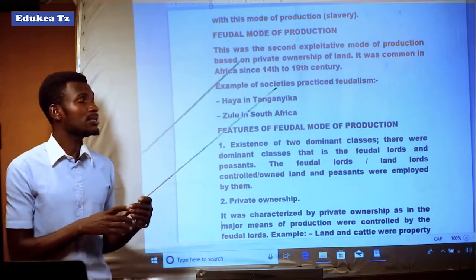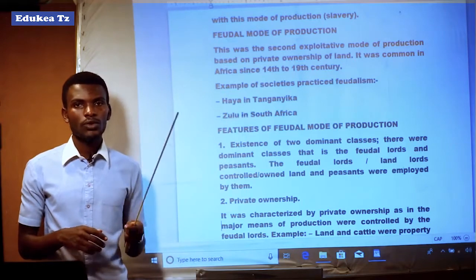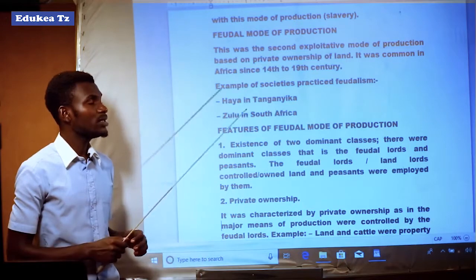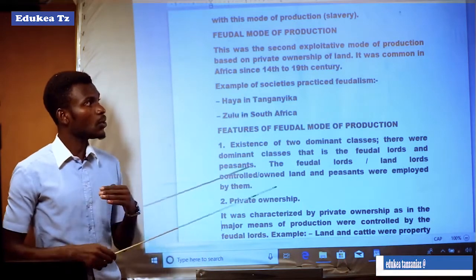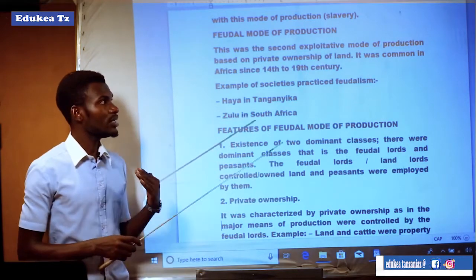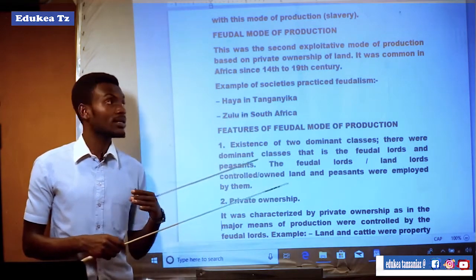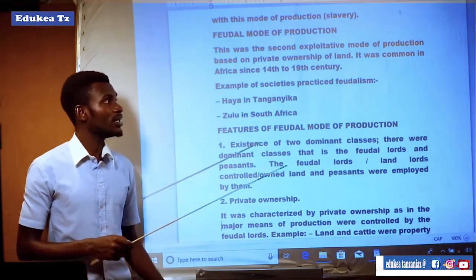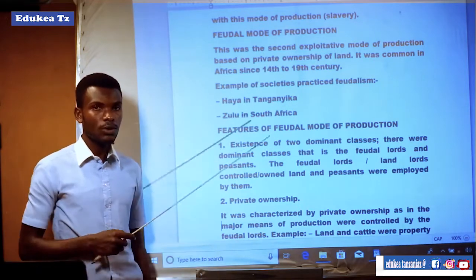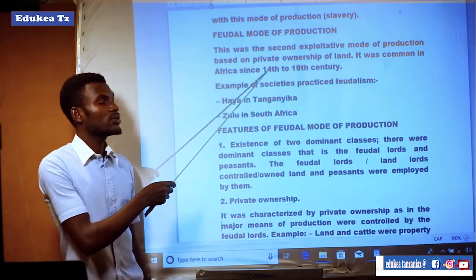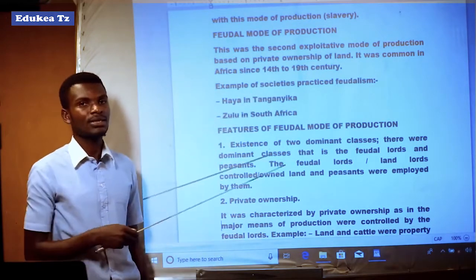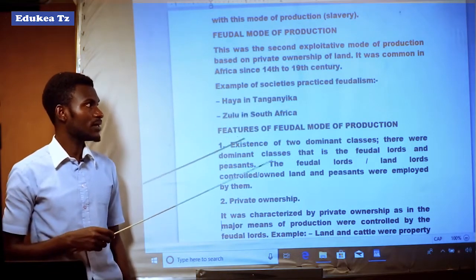It means this was the second exploitative mode of production that existed in Africa, and it was based on the private ownership of land. The landlords owned the lands, and the workers, or serfs or tenants, worked on strips of the land on behalf of the landlords or landowners. And it was common in Africa from the 14th century to the 19th century. So you can see it lasted almost five centuries in Africa.